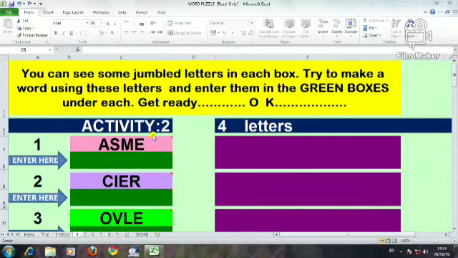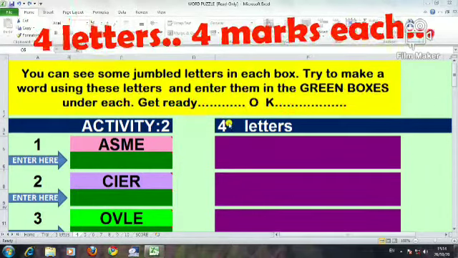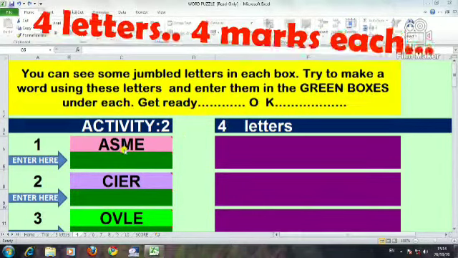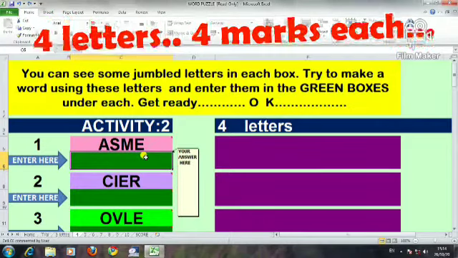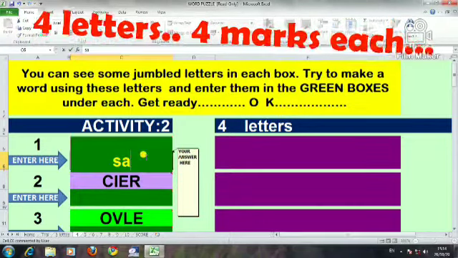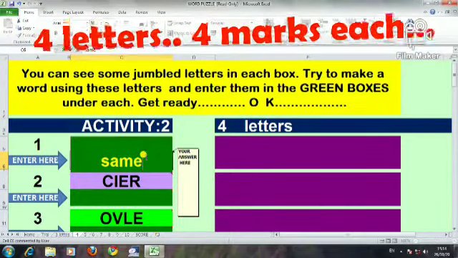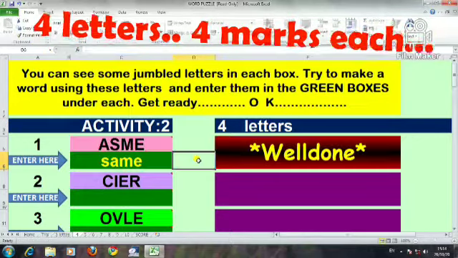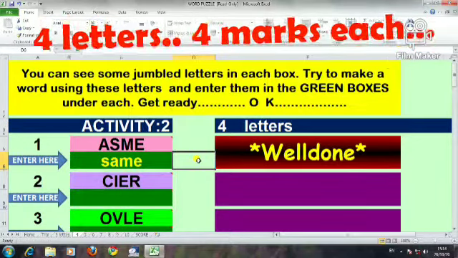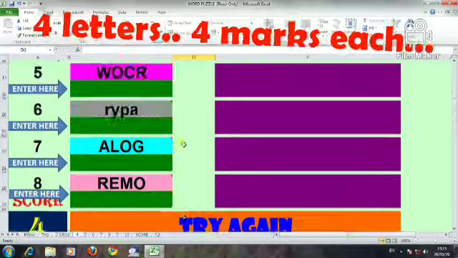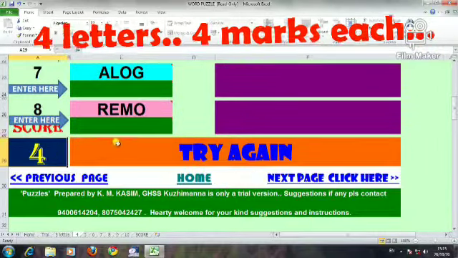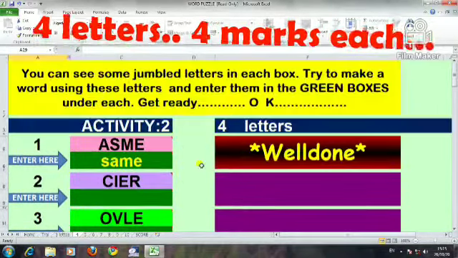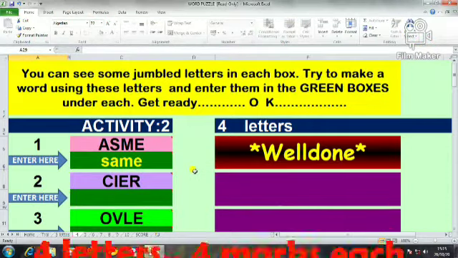Here you can see activity number 2. 4 letters are given. See, we are doing the first one here. We are only giving the same as the answer. Now well done is given. How many marks are we going to get? 4 marks. 4 letters, 4 marks. We are going to the next activity now. We are doing only the first activity of each one as a model.